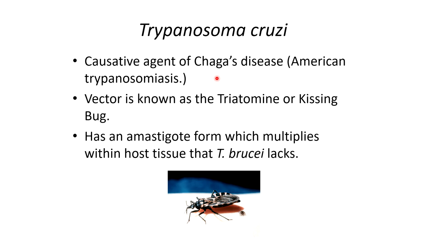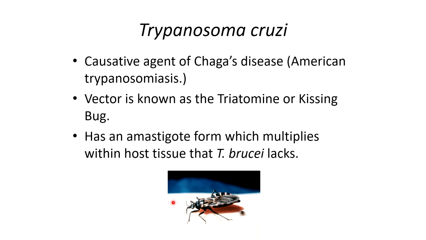So T. cruzi is the causative agent of Chagas disease, which is American trypanosomiasis, which is actually already starting to make its way into the United States. The vector of this parasite is known as a triatomine, or the kissing bug. They've also been seen in El Paso.